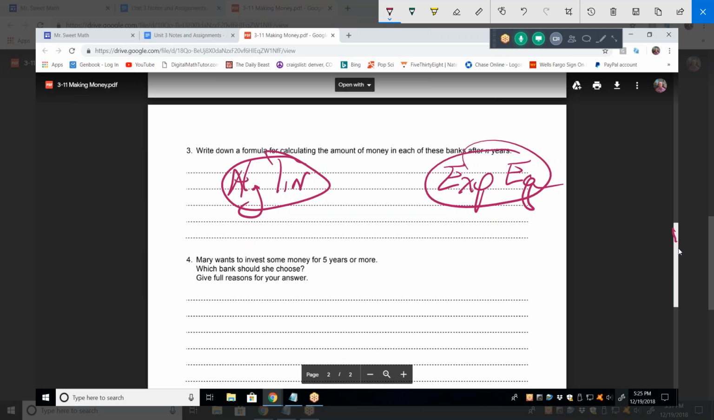But you can see that the bank paying 8% compounded annually was increasing faster and almost had caught up after 5 years. Well, I bet anything that if you did 6 years, it would be greater. And the more years you do, the greater it's going to be.